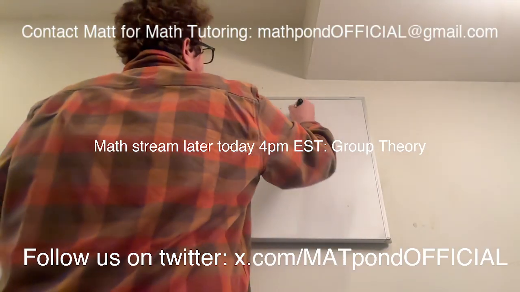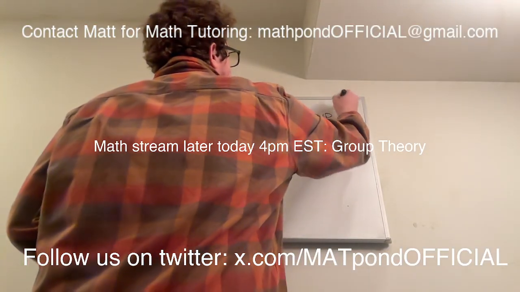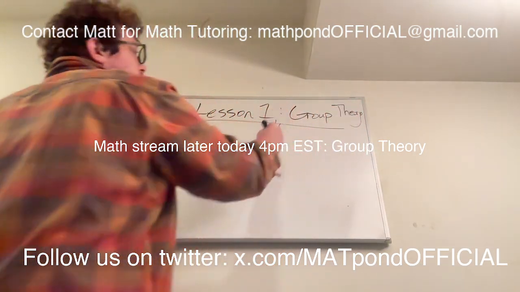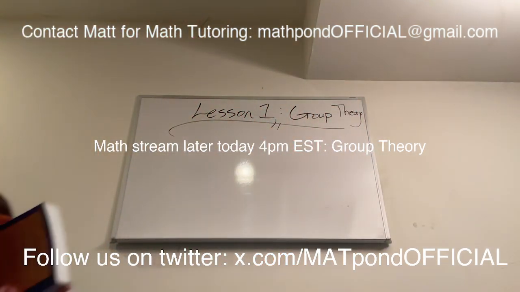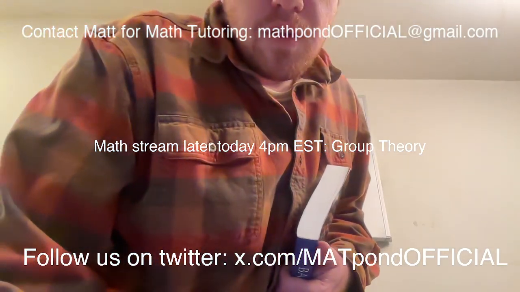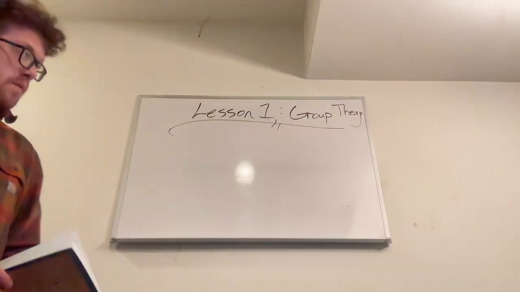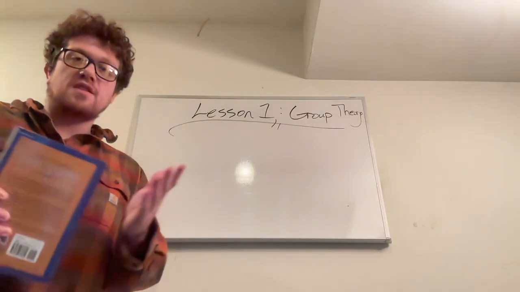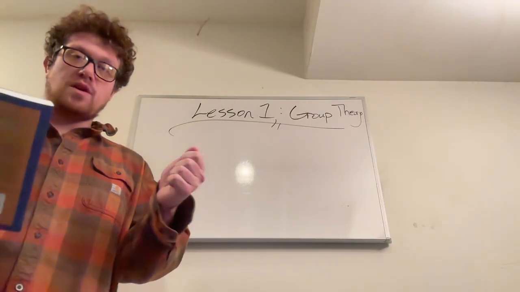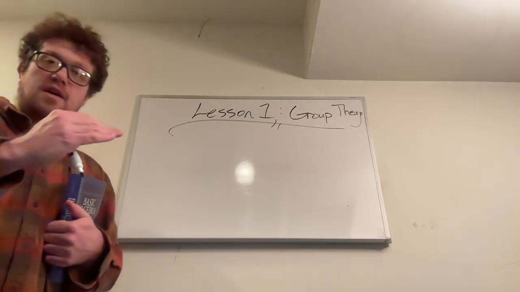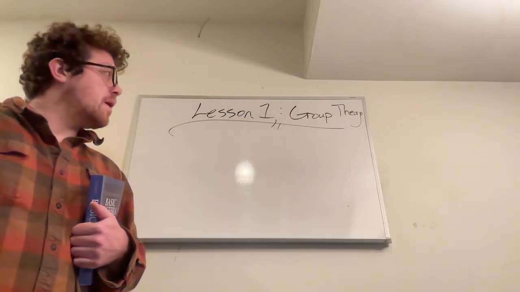Lesson one, group theory. Oh, let me get rid of these banners. All right, so this will be the first official lesson in group theory. We talked about monoids briefly. We said a monoid was basically a set. It has this binary operation where you can combine two elements to get a new element, and it had to satisfy certain properties to be a monoid, right?